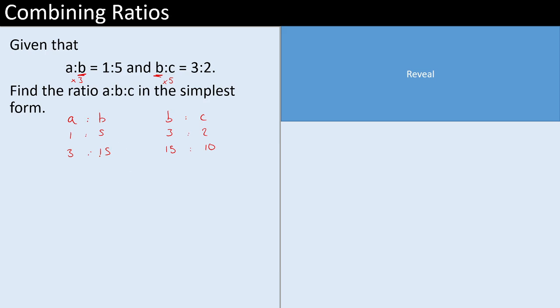Now, because those b parts are the same, I know how each of these things will match up. So my ratio of a to b to c is going to be 3 to 15 to 10. Okay, and I can't simplify that any further because nothing goes into 3, 15, and 10. Something goes into 3 and 15, something goes into 15 and 10, but nothing goes into all three.